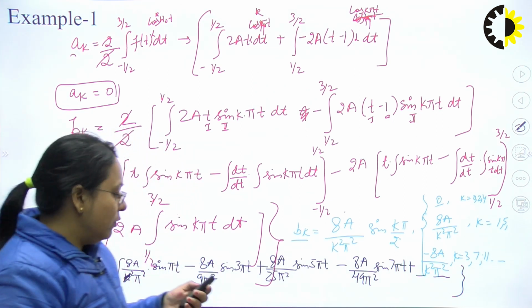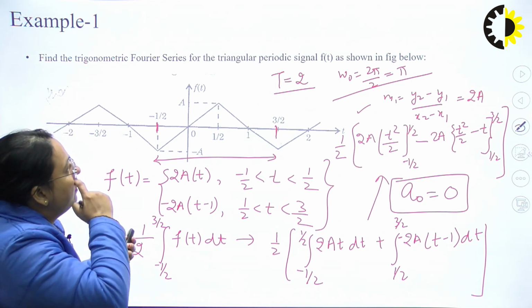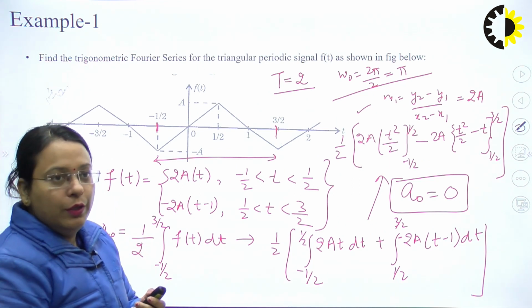So in this way we can solve the trigonometric Fourier series given to us, by finding out the coefficients of the Fourier series.